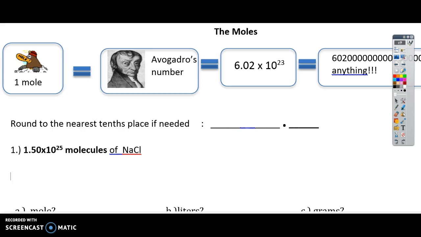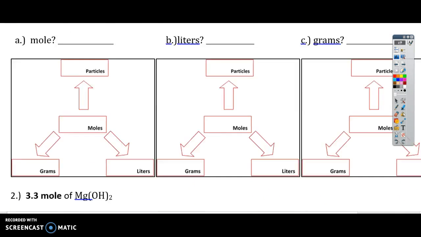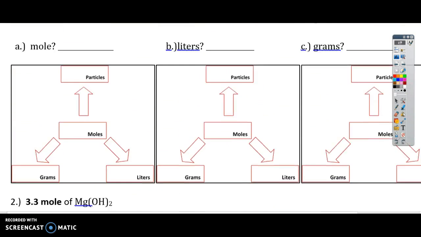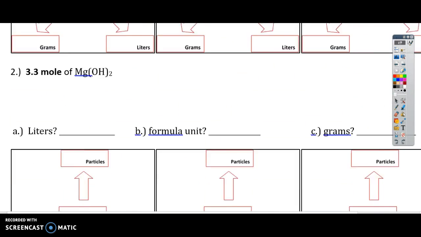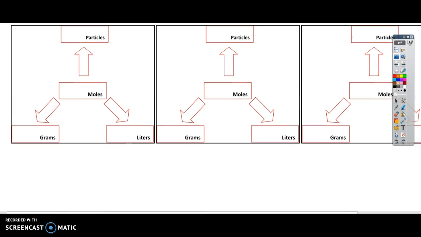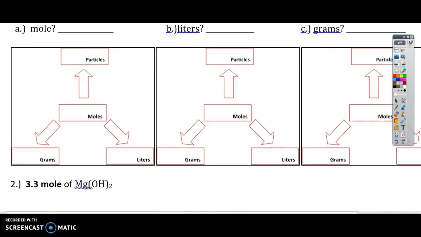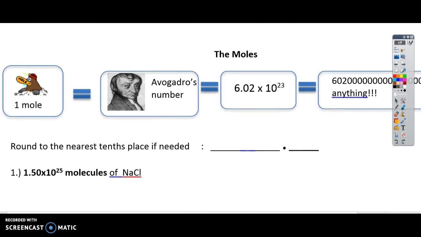Hey guys, for this video I'll be going over mole conversion, and this is part of our notes that we did in class. I'll be going over problems 1 and 2. If you want to follow along for number 1, you can try number 2 on your own. If this is your first time watching this video, after completing 1 and 2, you should be able to do these problems.